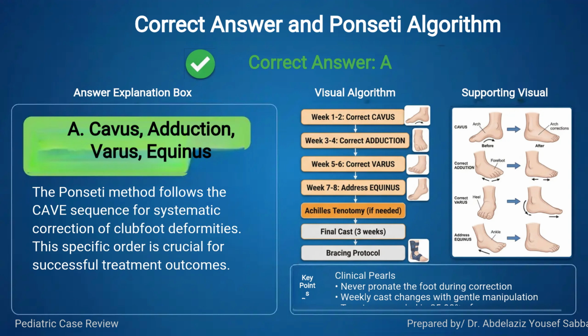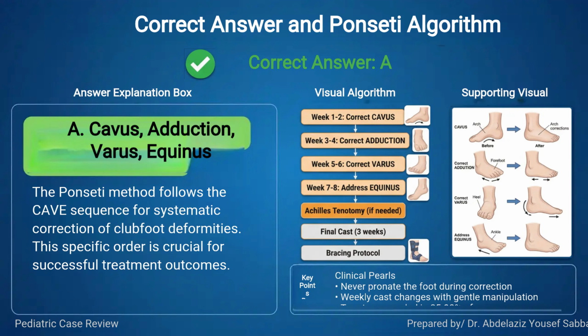The Ponseti method follows the CAVE sequence for systematic correction, and this specific order is crucial for successful treatment outcomes. The visual algorithm progresses as follows. Weeks 1 and 2 address cavus by supinating the forefoot to correct the high arch. Weeks 3 and 4 correct adduction by abducting the forefoot. Weeks 5 and 6 address varus by correcting the heel inversion. Weeks 7 and 8 address equinus, which is the plantar flexion deformity.